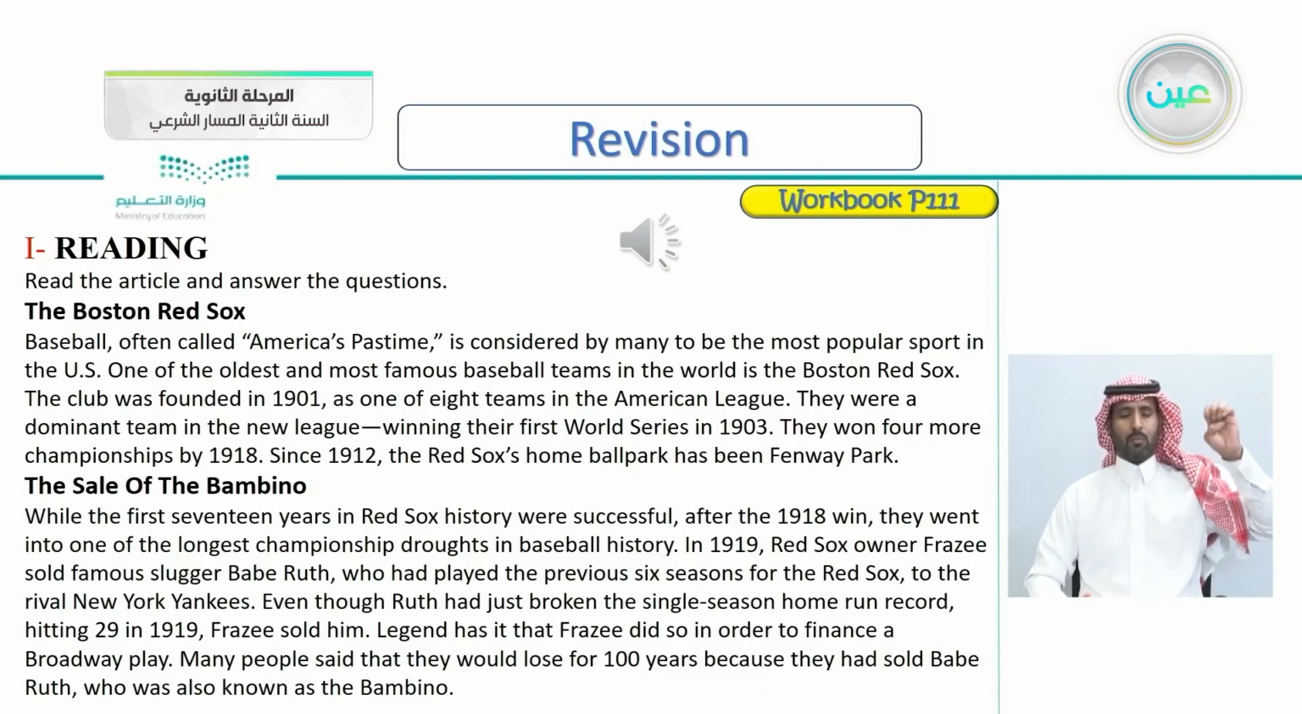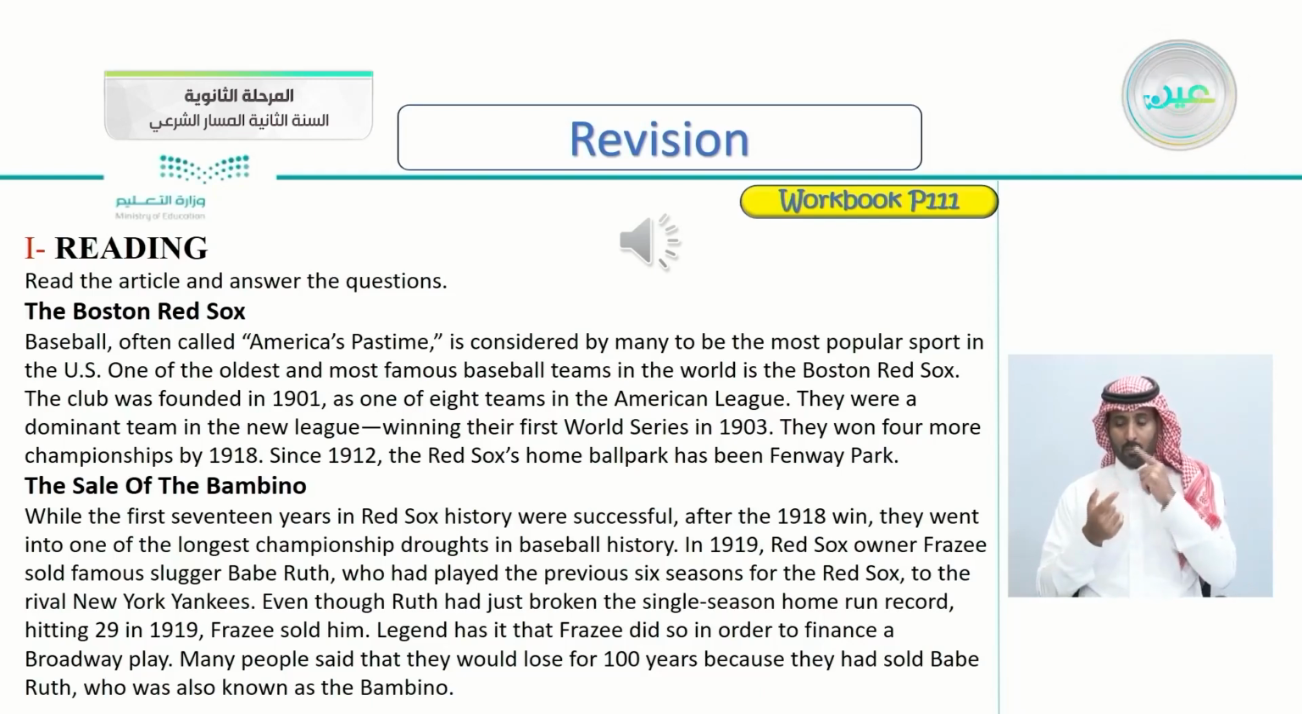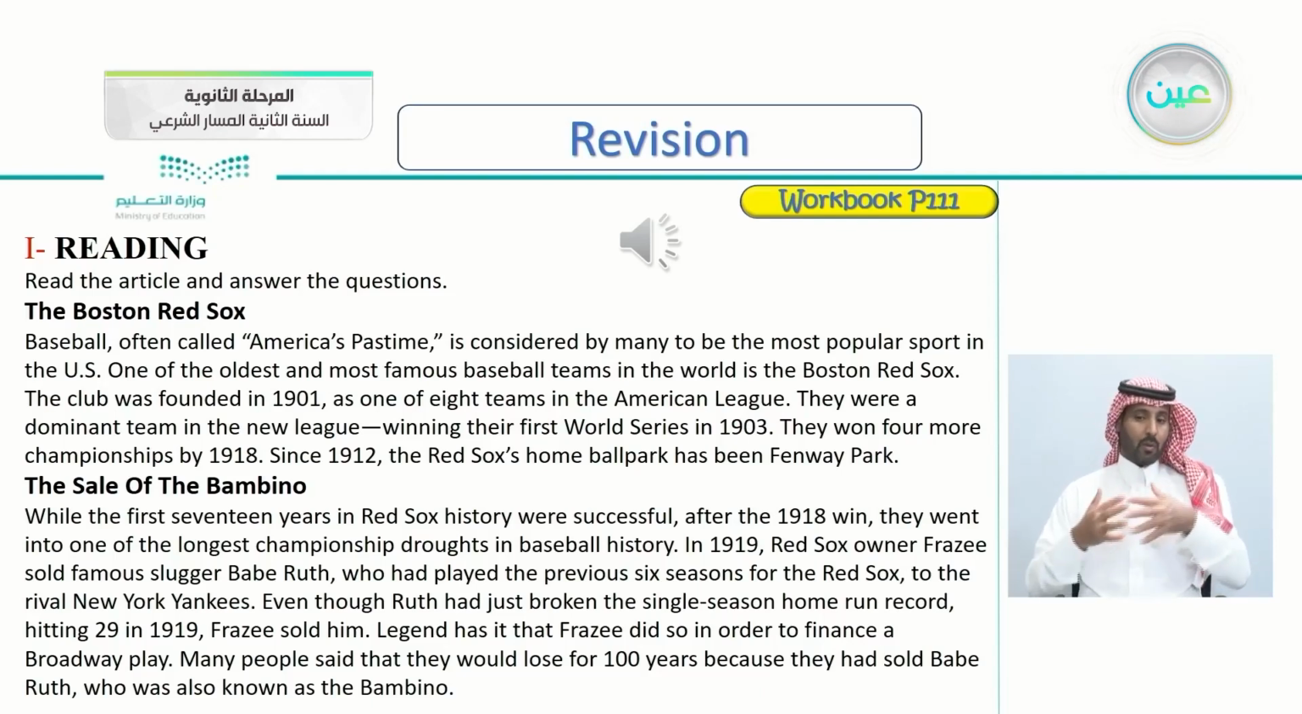The Boston Red Sox. Baseball, often called America's pastime, is considered by many to be the most popular sport in the U.S. One of the oldest and most famous baseball teams in the world is the Boston Red Sox. The club was founded in 1901, as one of 8 teams in the American League. They were a dominant team in the new league, winning their first World Series in 1903. They won 4 more championships by 1918. Since 1912, the Red Sox's home ballpark has been Fenway Park.